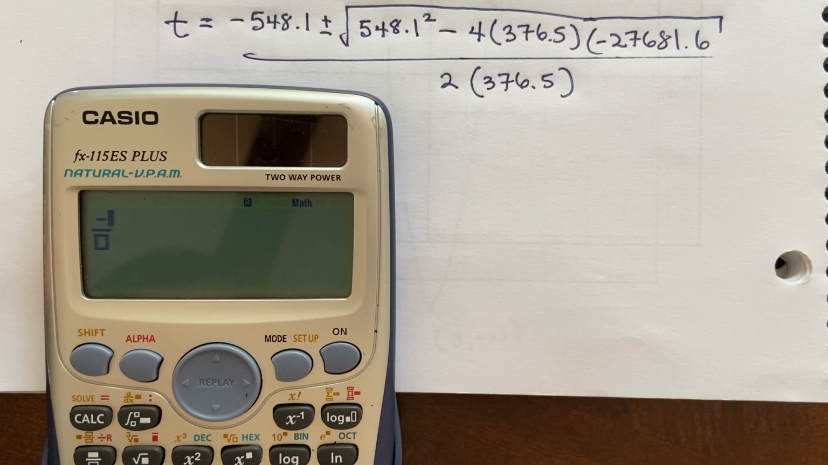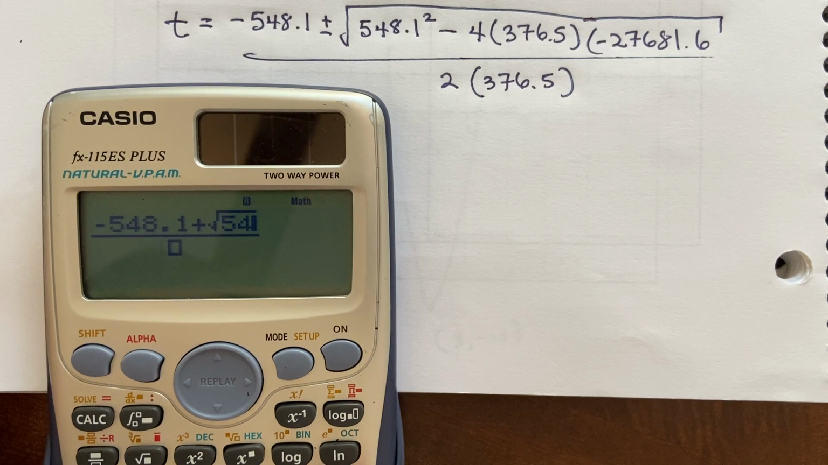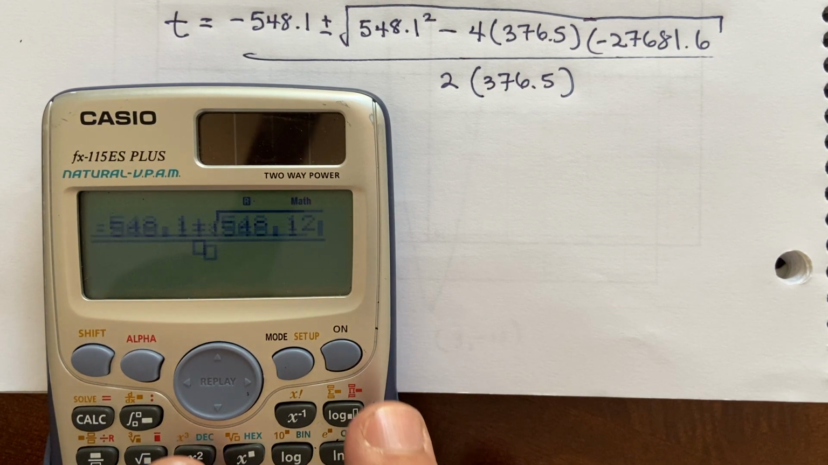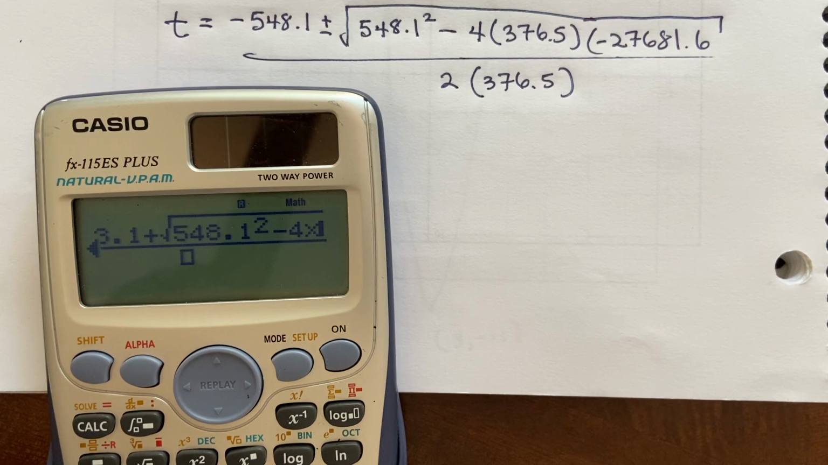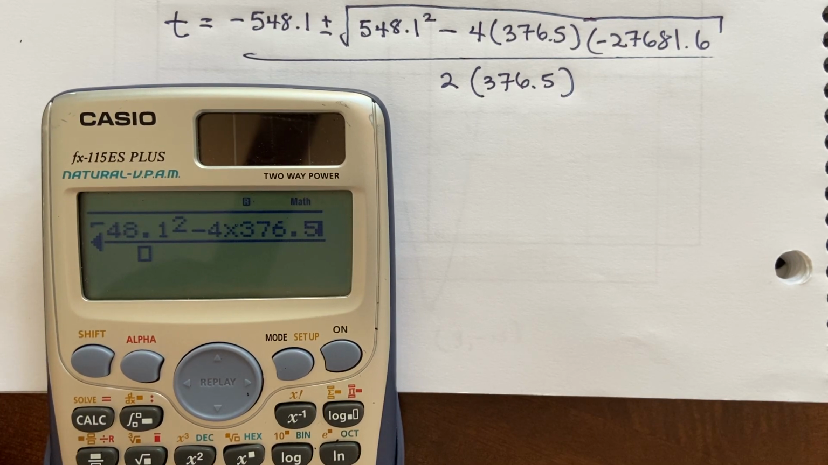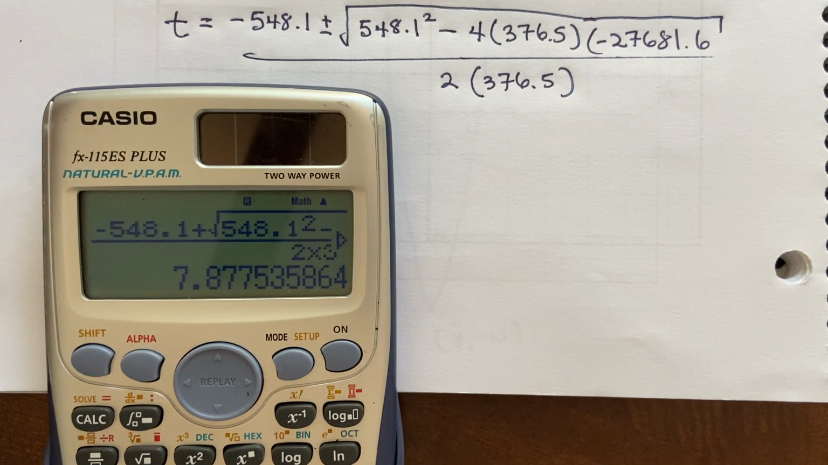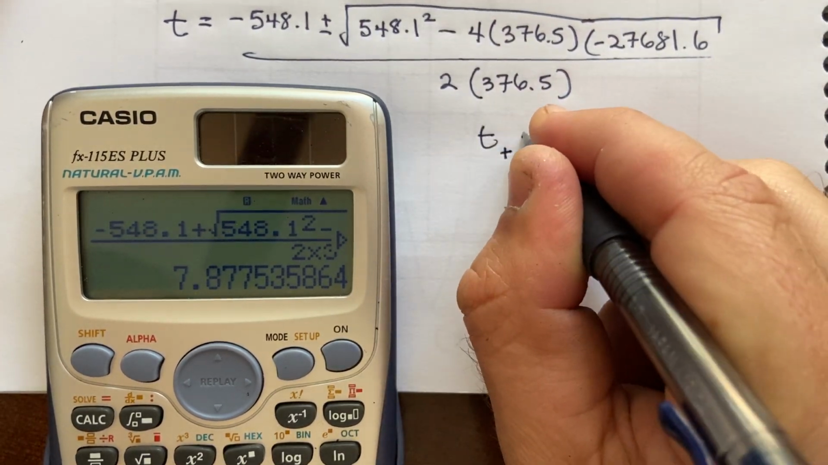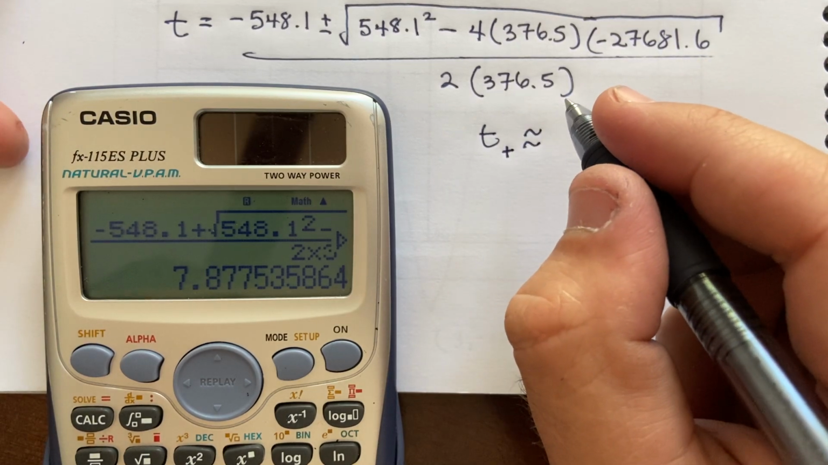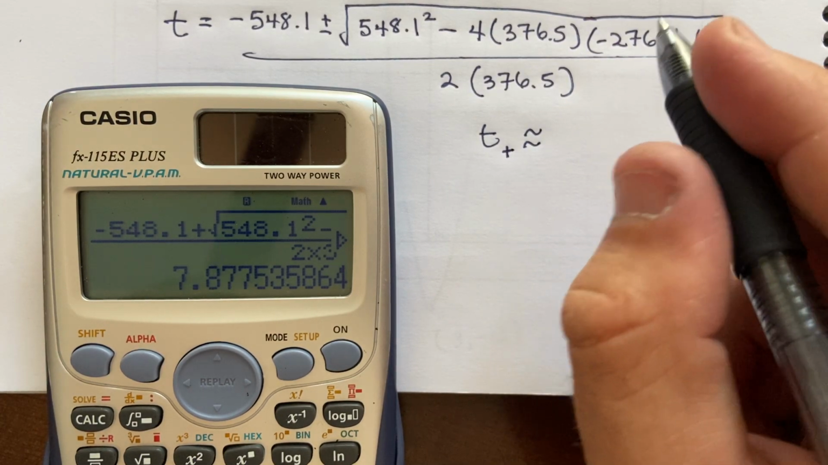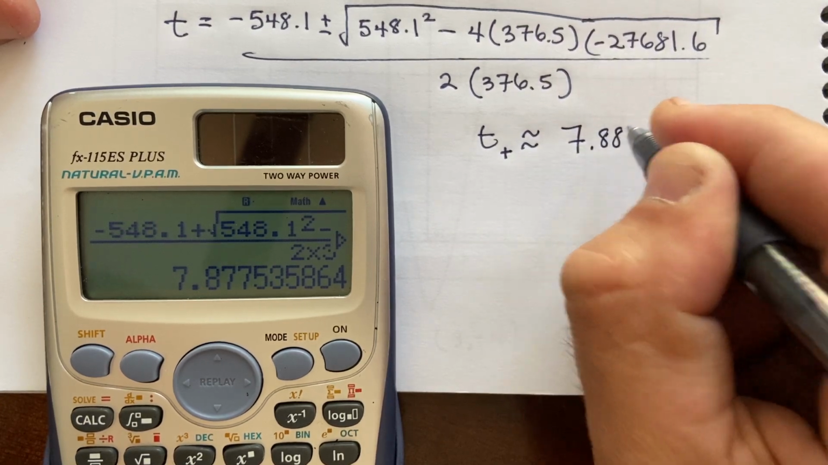Fraction: negative 548.1 plus the square root of 548.1 squared minus 4 times 376.5 times negative 27,681.6 over 2 times 376.5. So t plus is about equal to, maybe I'll just round it to 2 decimal places, 7.88 years.